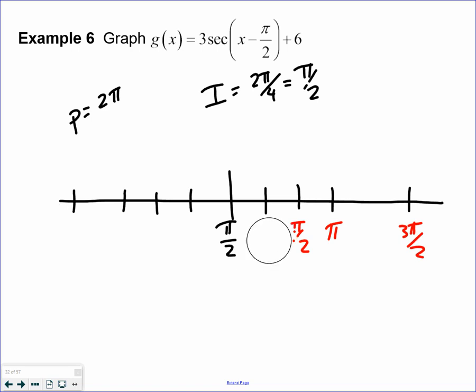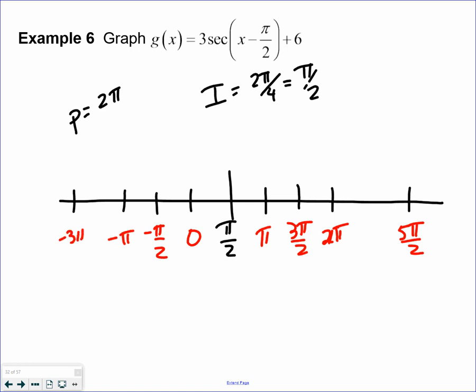Hold on, I was completely wrong. So whoop, let me erase that. Add pi over 2 going to the right. I said it correctly and then did it incorrectly. Subtract pi over 2 going to the left.